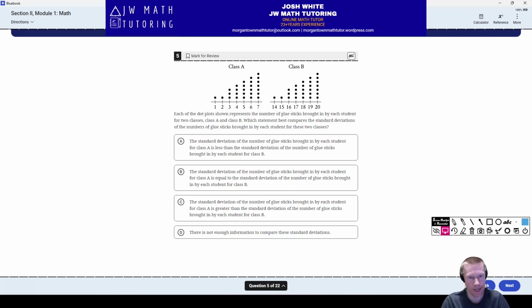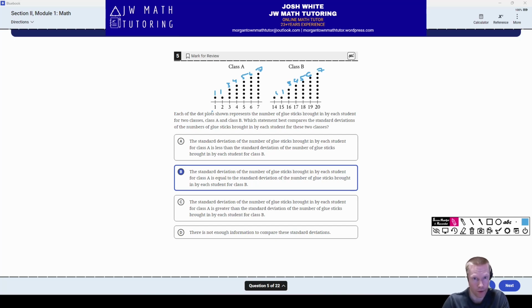All right, here we have a dot plot, and it's asking us to compare the standard deviation values between these two dot plots. So I will tell you just right off the bat, the answer to this is B, problem number 5. The reason is because the distribution is identical. It's like 1 dot, 1 dot, 3 dots, 4 dots, 5 dots, 6 dots, 7 dots.